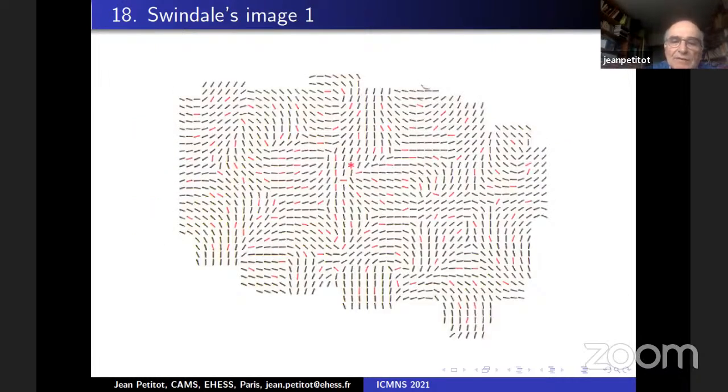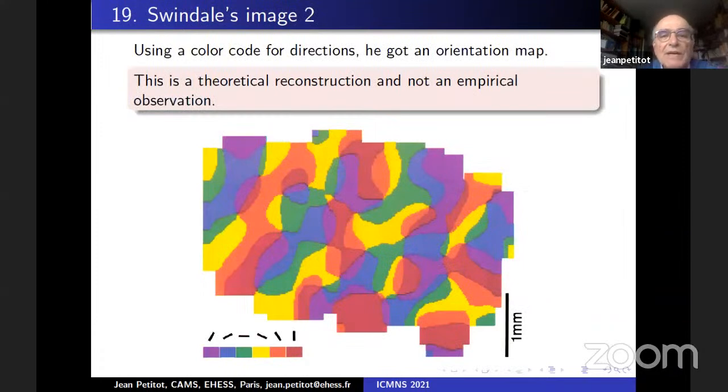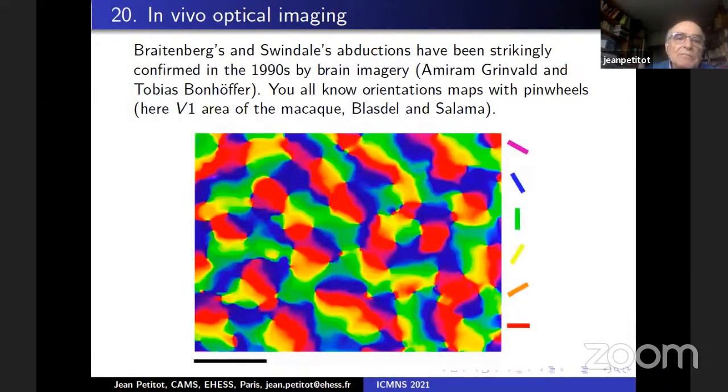Here you have a reconstructed field of orientation by Swindale, and using a color code for directions, he got an orientation map. I insist and I emphasize the fact that this is a theoretical reconstruction and not, at this time, an empirical observation. But as you know, Braitenberg's and Swindale's abduction have been strikingly confirmed in the 90s by brain imagery, and you all know orientation maps with pinwheels. Here it is the V1 area of a macaque by Blasdel and Salama.